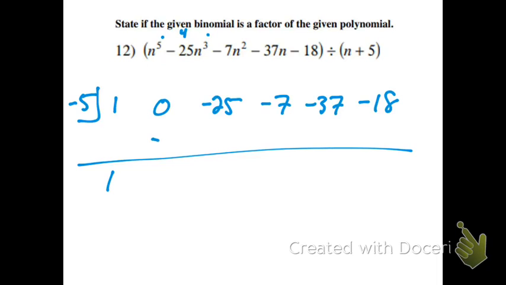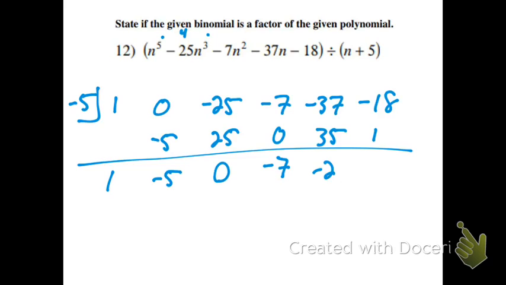There's 1. 1 times -5 is -5. We get -5. -5 times -5 is 25. We get 0. Okay? 0 times -5 is 0. We get -7. -7 times -5 is a positive 35. We get -2. And then -2 times -5 is a positive 10. We add and we get -8. This is not a 0. That means that we would write no.